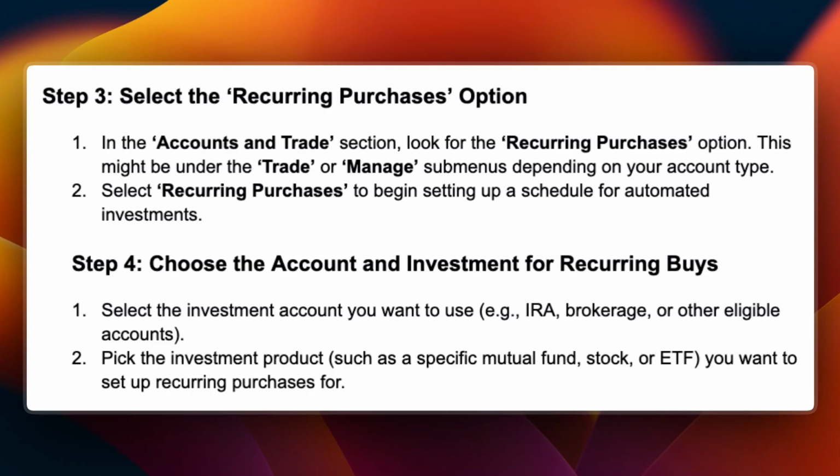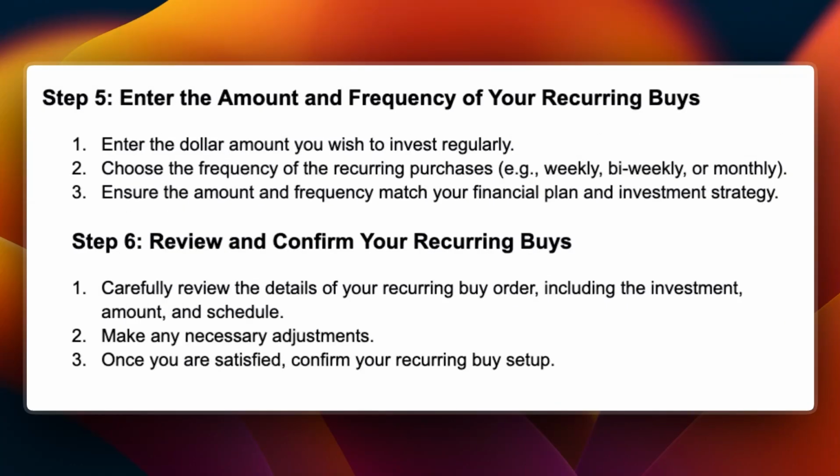Step number 4 is to choose the account and investment for recurring buys. So select the investment account you want to use, for example your IRA, brokerage or other eligible accounts. Then pick the investment product, such as a specific mutual fund, stock or ETF that you want to set up recurring purchases for.